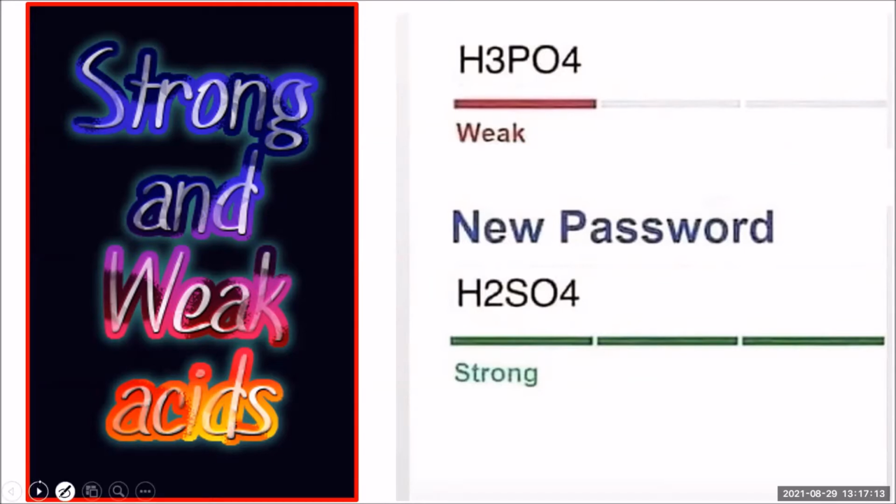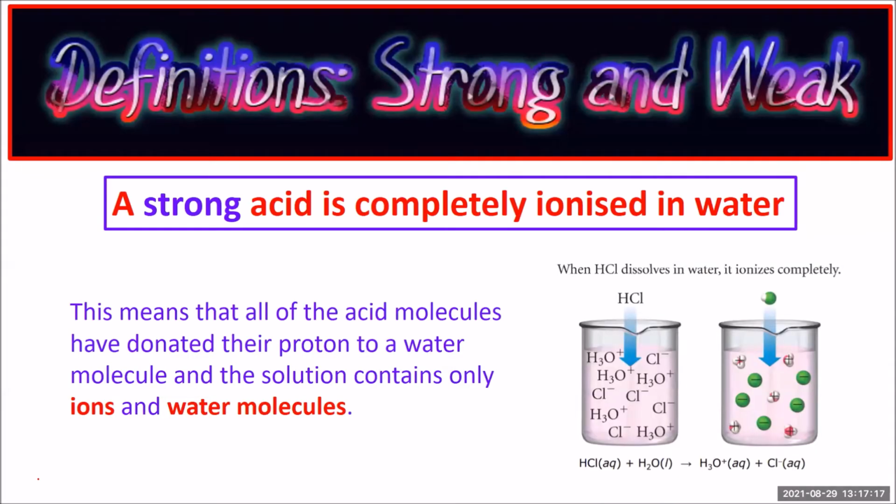Strong and weak acids. Let's have a look at some definitions. A strong acid is an acid that's completely ionized in water. Now that should come as no surprise to you because you really believe that all acids are completely ionized in water because we haven't really dealt with any other situation yet. But let's have a look at what that actually means.